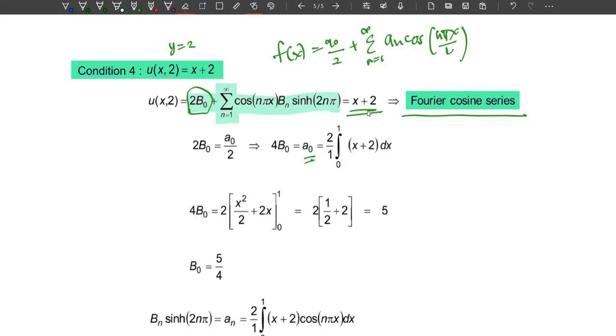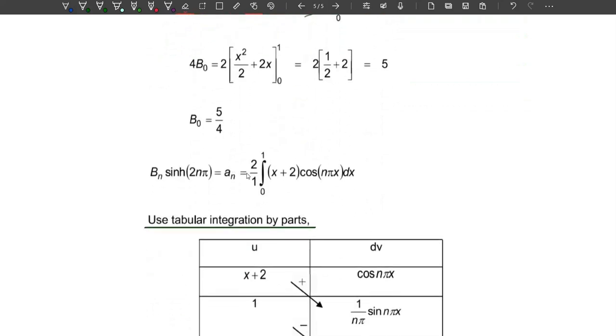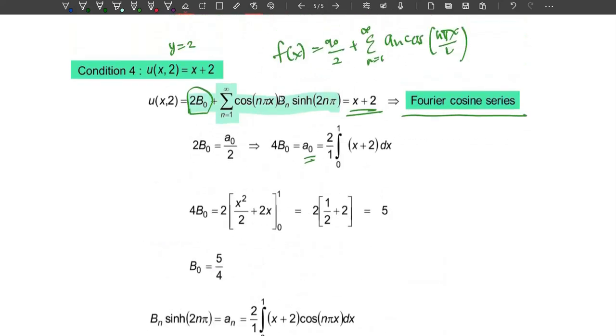From here we have 4b0 equal to 2 times the integral. Just substitute f(x) here and integrate. We have x squared over 2 plus 2x. Substitute the value from 0 to 1. Remember, upper boundary minus the lower boundary. And from here we have 4b0 equal to 5. Therefore, b0 is equal to 5 over 4. And then next, the term here at the back: these are the constants.